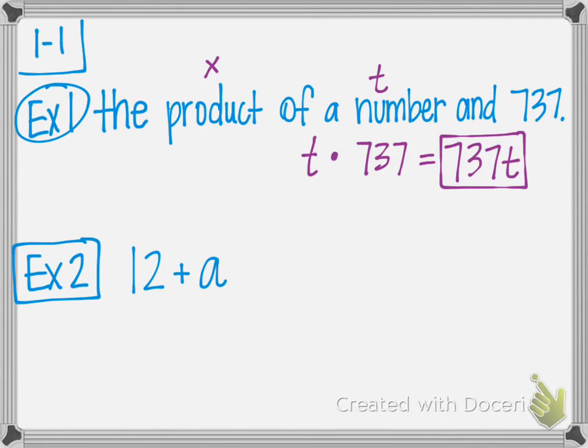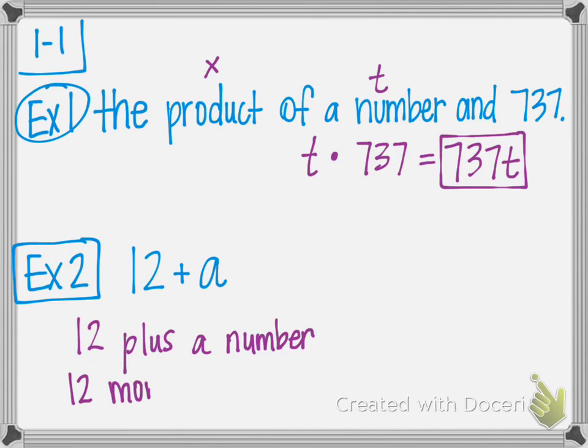Now Example 2, I want you to take this and write it in words. So the simple way to do it would just say 12 plus a number. 12 plus A. So that's one way you could do it. If you wanted to get fancier, you could say 12 more than a number. There's a few different ways you can write this. I'm just going to give you these two.